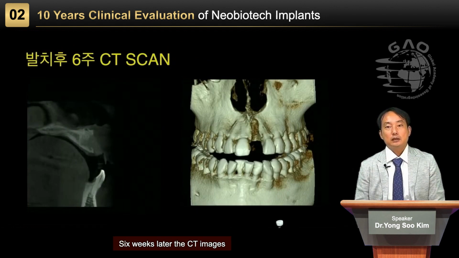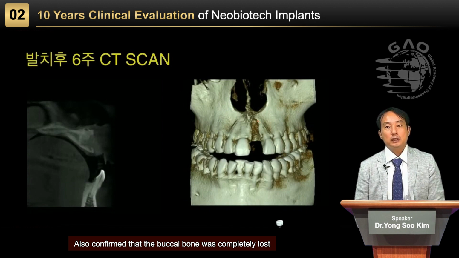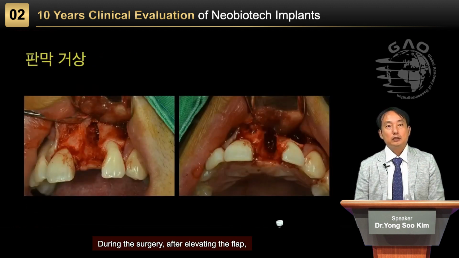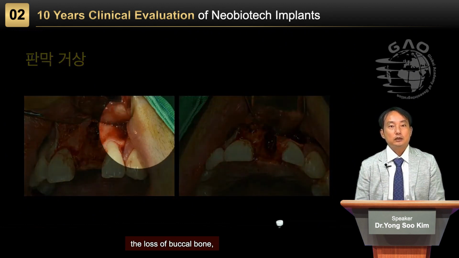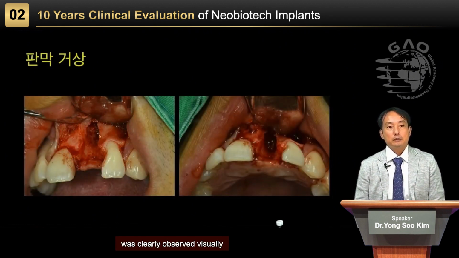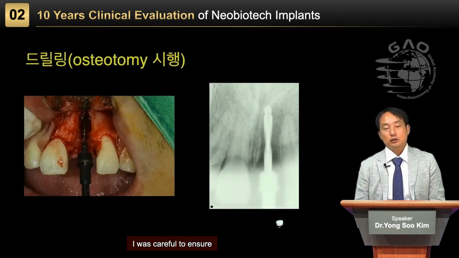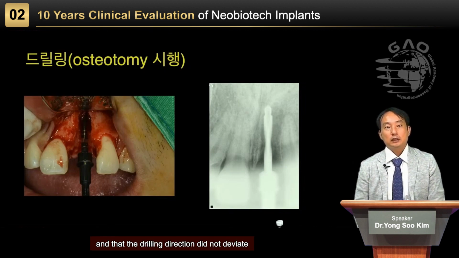6 weeks later, the CT images also confirmed that the buccal bone was completely lost. During the surgery, after elevating the flap, the loss of buccal bone was clearly observed visually. When proceeding with the drilling, I was careful to ensure that the palatal bone was hard and that the drilling direction did not deviate.